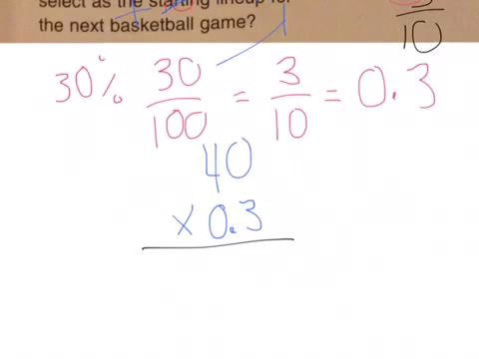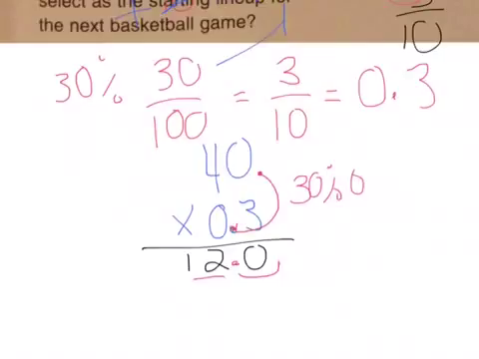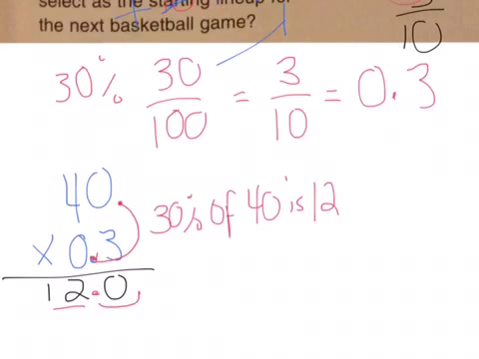We get 3 times 0 is 0, 3 times 4 is 12. And we know that I only have to jump one number to get to here, so I do the same here. I only jump one number to get to there, and my answer is 12, which means 30% of 40 is 12. There it is.